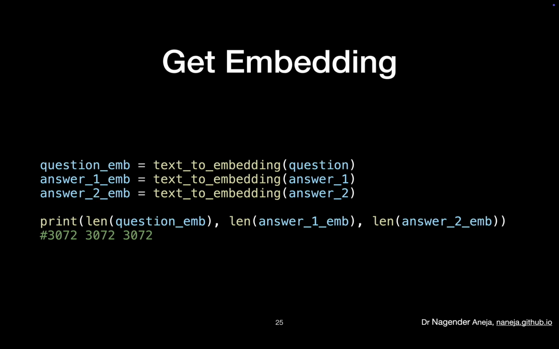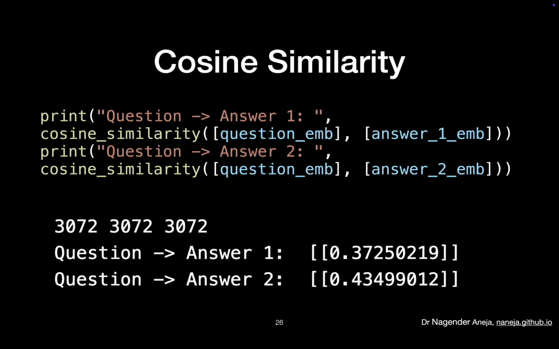Now we have three embeddings, and if you want, you can print the length of these embeddings. It prints 3072. For the large model it is 3072, and if you use the small model, then it will be 1500. You can also see the floating point numbers if you want, but there's no use actually looking at those numbers. We want to look at the cosine similarity.